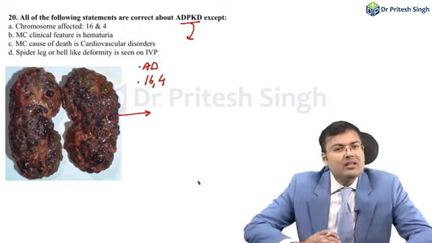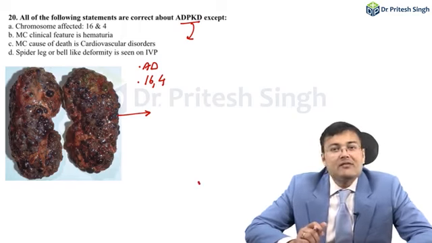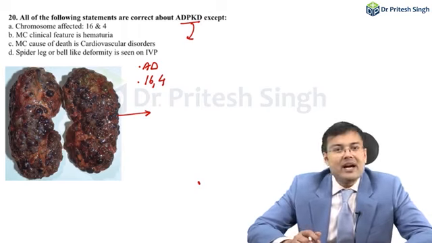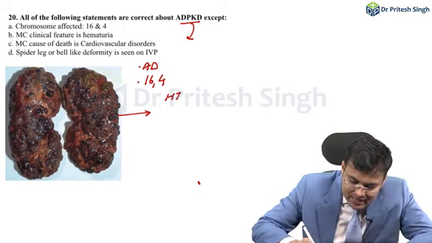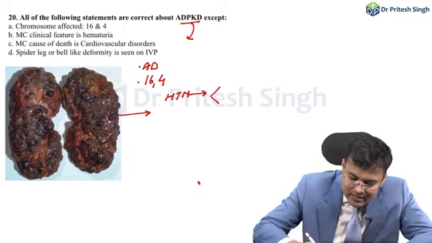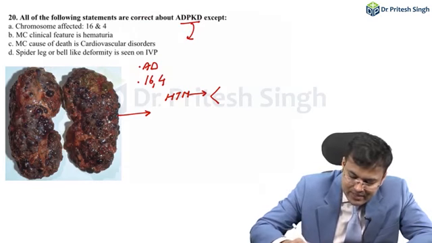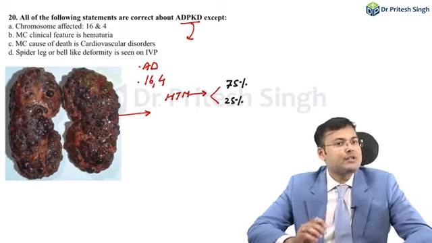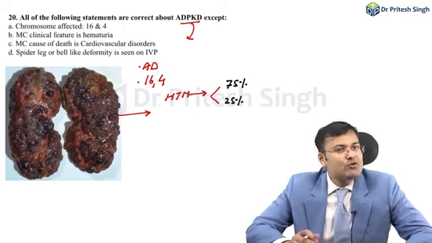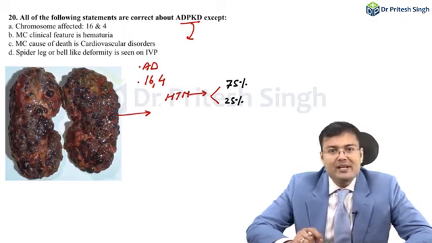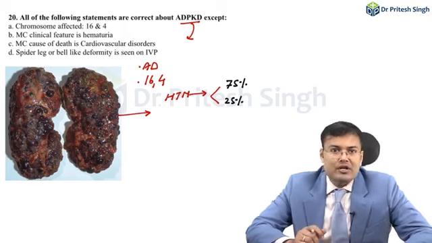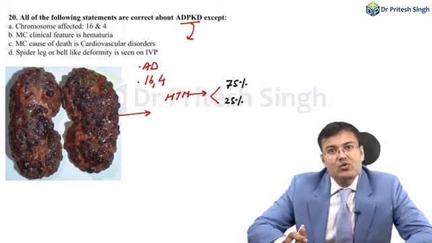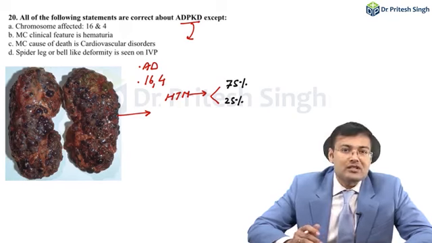Now the second problem: these cysts are going to compress the vessels of the kidney, and because of that there is activation of the renin angiotensin system, and because of that there is hypertension. Hypertension is the most common clinical manifestation. In how many patients is it seen? 75% of adults and 25% of children. Second, very important point: the most common cause of death is related to hypertension or cardiovascular disorders.